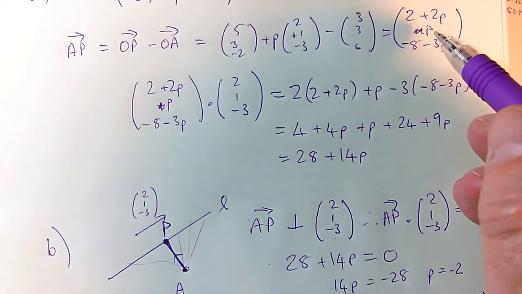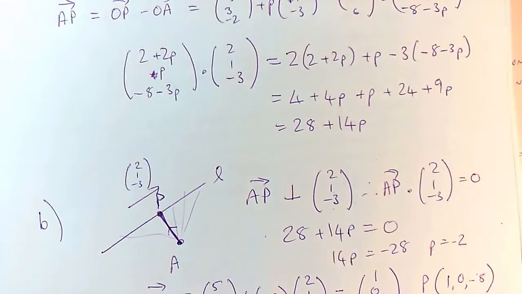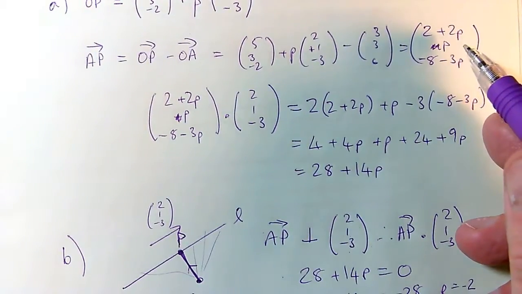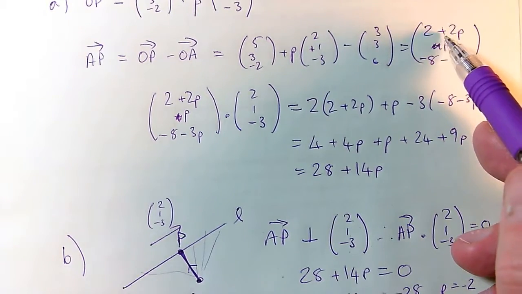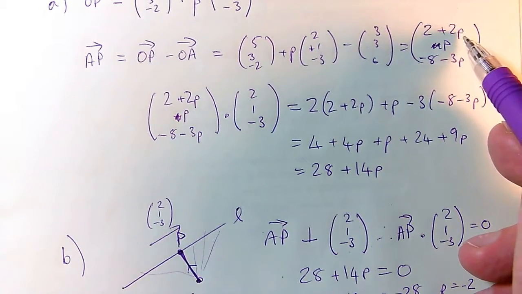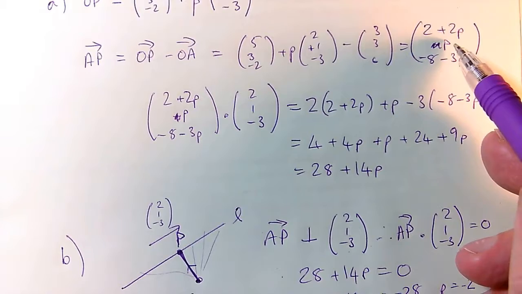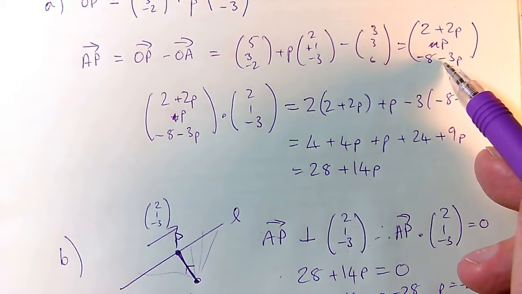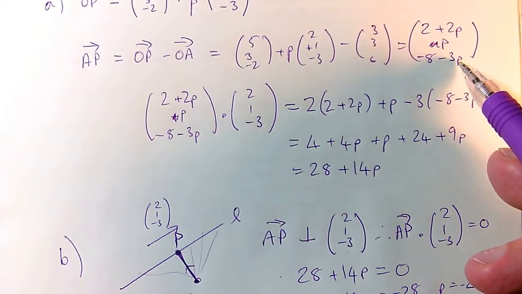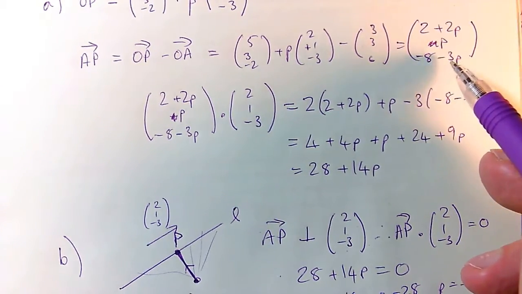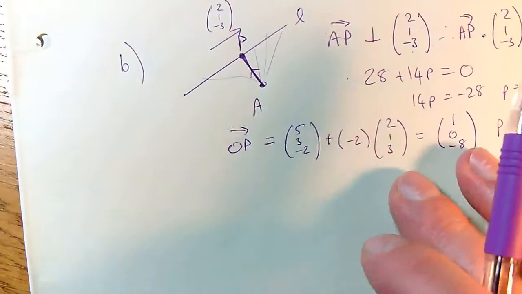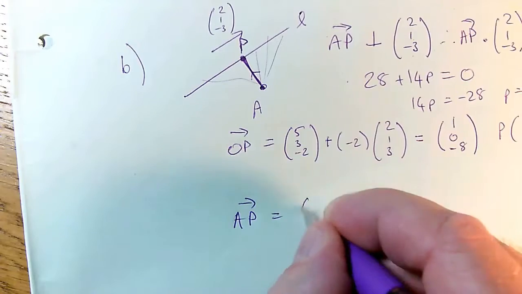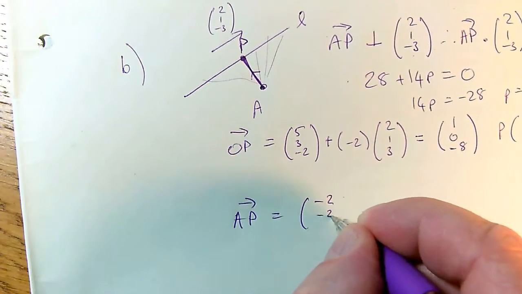So one way to do this is to find AP. I now know what p is. p is minus 2. I found it here. So if I sub that into AP, I need to do 2 plus 2 lots of minus 2. So that's 2 minus 4, which is minus 2. And then this p is minus 2. And minus 8, minus 3 times minus 2 is minus 8 plus 6, which is minus 2. So the vector I need, AP, is minus 2, minus 2, minus 2.